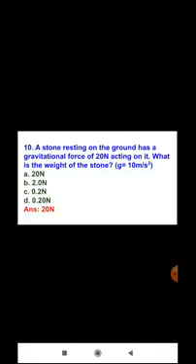See, a stone resting on the ground has a gravitational force of 20 Newton acting on it. What is the weight of the stone? Given small g is equal to 10 meter per second square. They are asking about force. So weight is nothing but what? What is your weight? We have learned this, right? So, a stone resting on the ground has a gravitational force of 20 Newton acting on it. What is the weight of the stone? So, the answer is 20 Newton, because we are asking the weight.